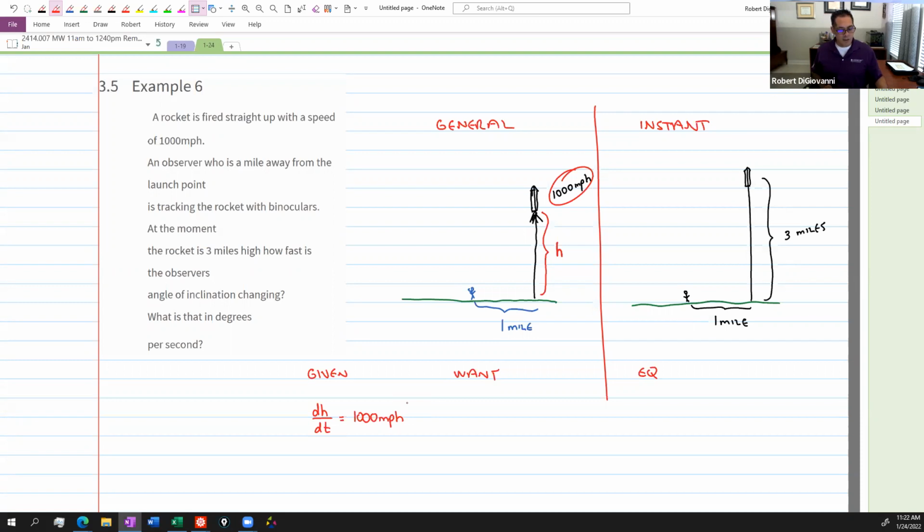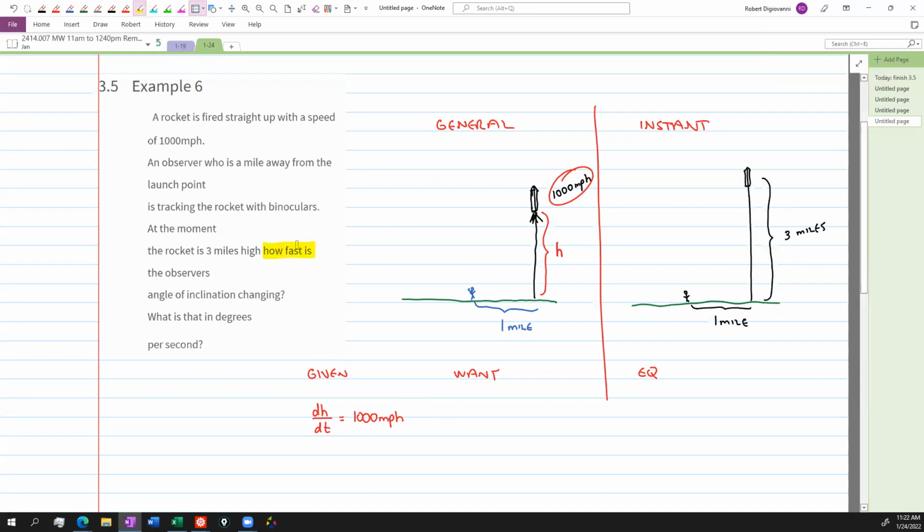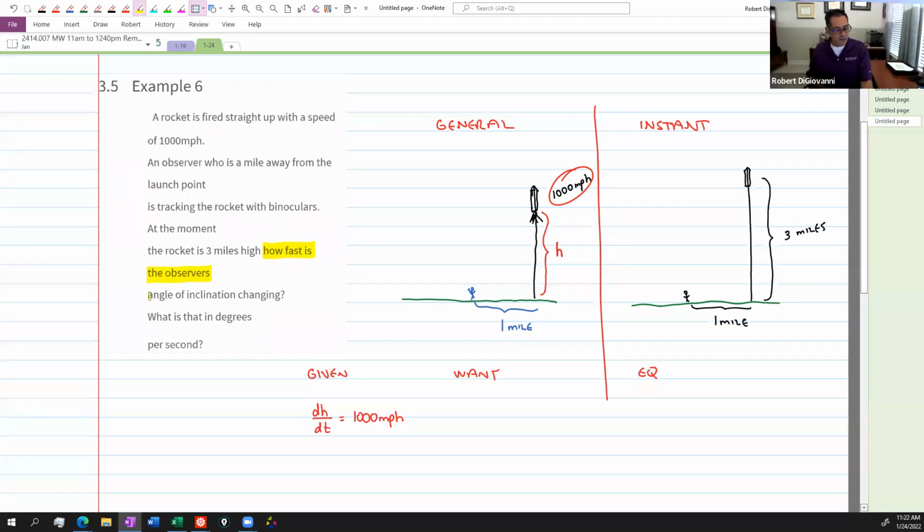What do I want in the question? What is this question asking me to find? The degrees per second. Yeah, it's asking how fast the observer's angle of inclination is changing. So I need to label that on my picture. I need somewhere in here the angle of inclination. So the observer's watching the rocket. And when it watches the rocket, it creates an angle with the ground called theta. Imagine the person's head is tilting as it's watching the rocket go up. That's the angle of inclination.